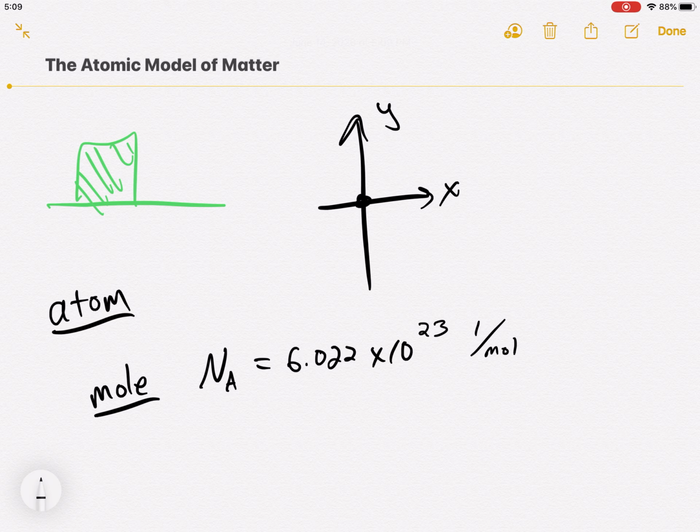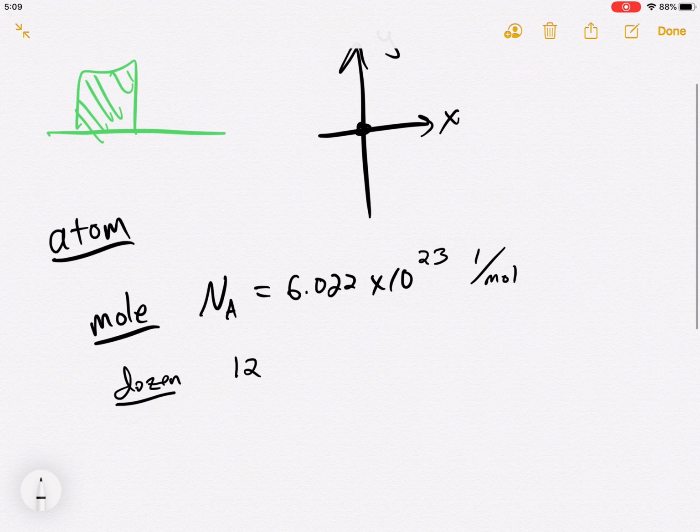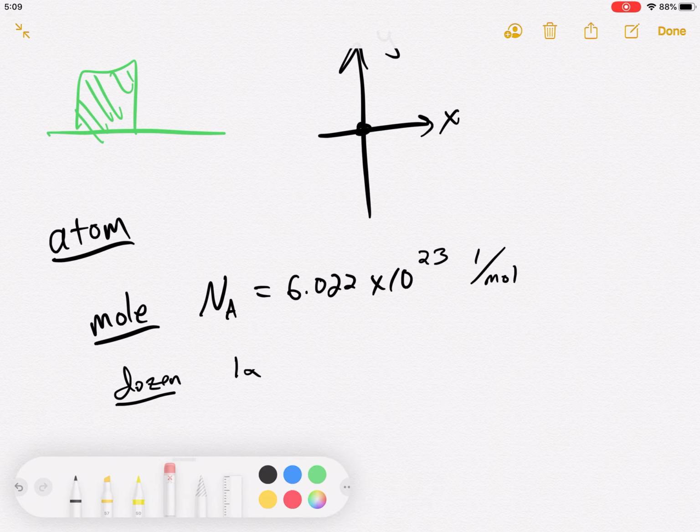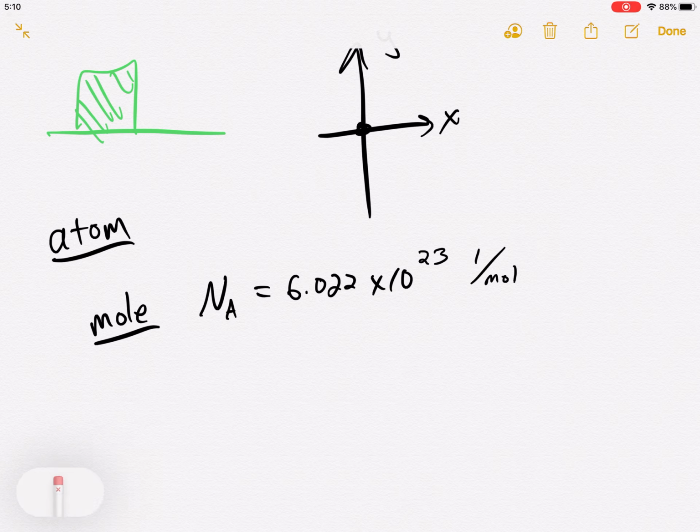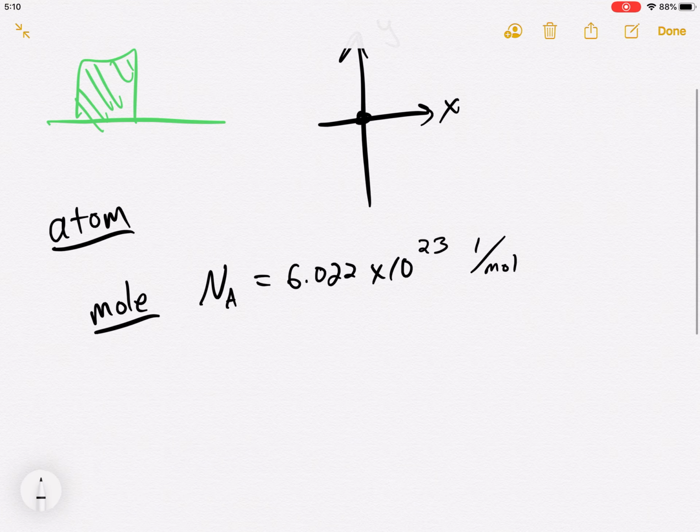All right. But again, a mole is just a number, like a dozen, right? So when we say a dozen, we mean 12 things, right? And when we say a baker's dozen, we mean 13 things, right? So Avogadro's number there is the number that defines a mole of something.